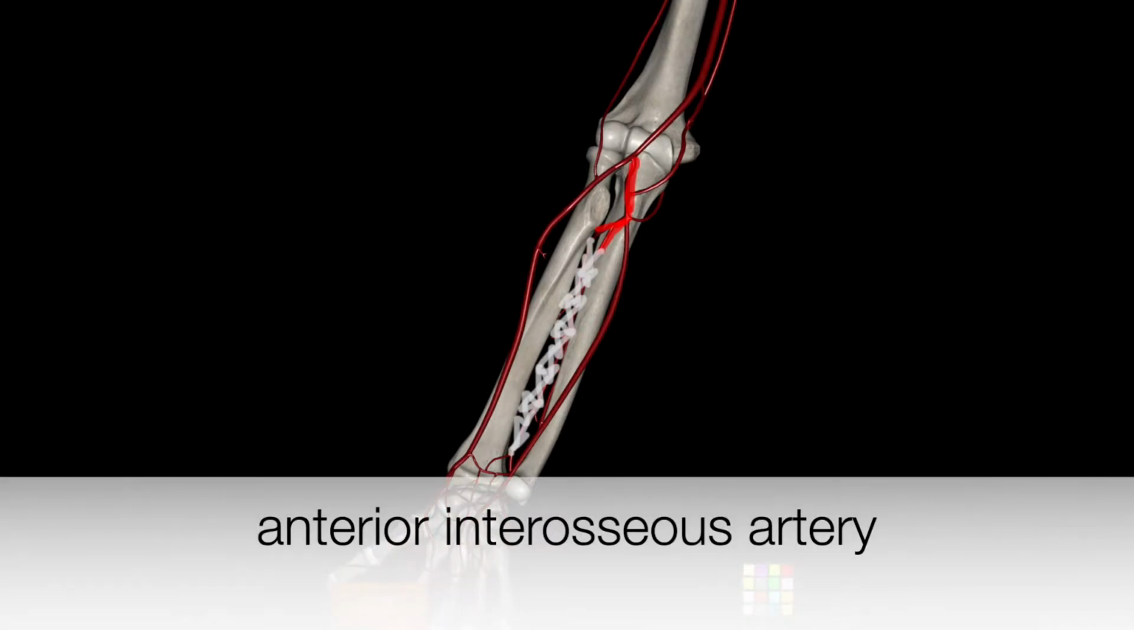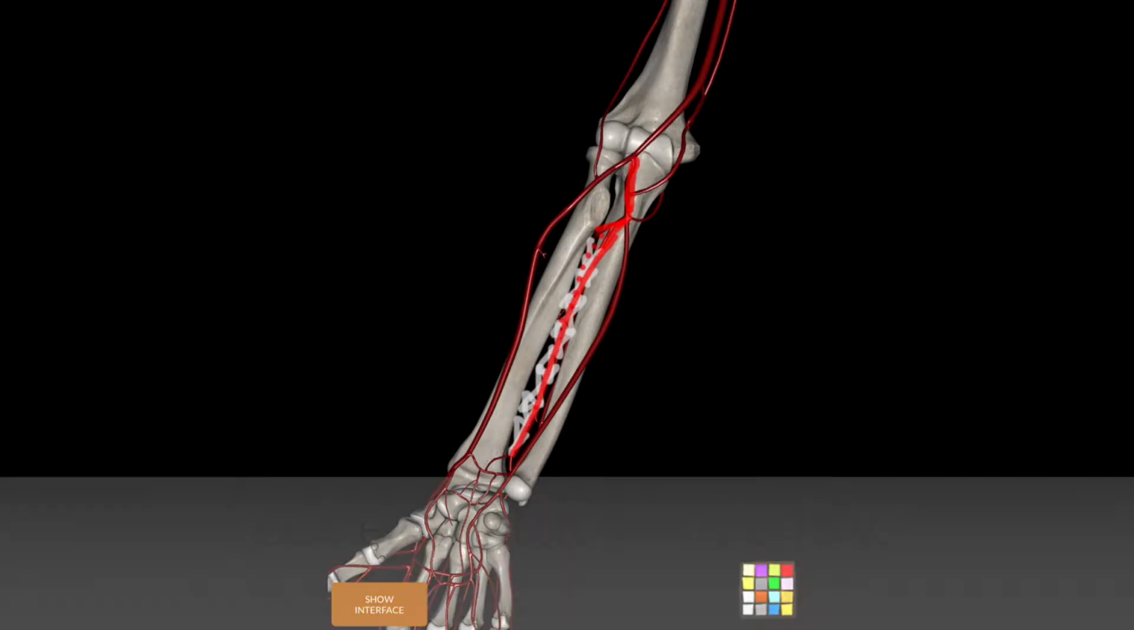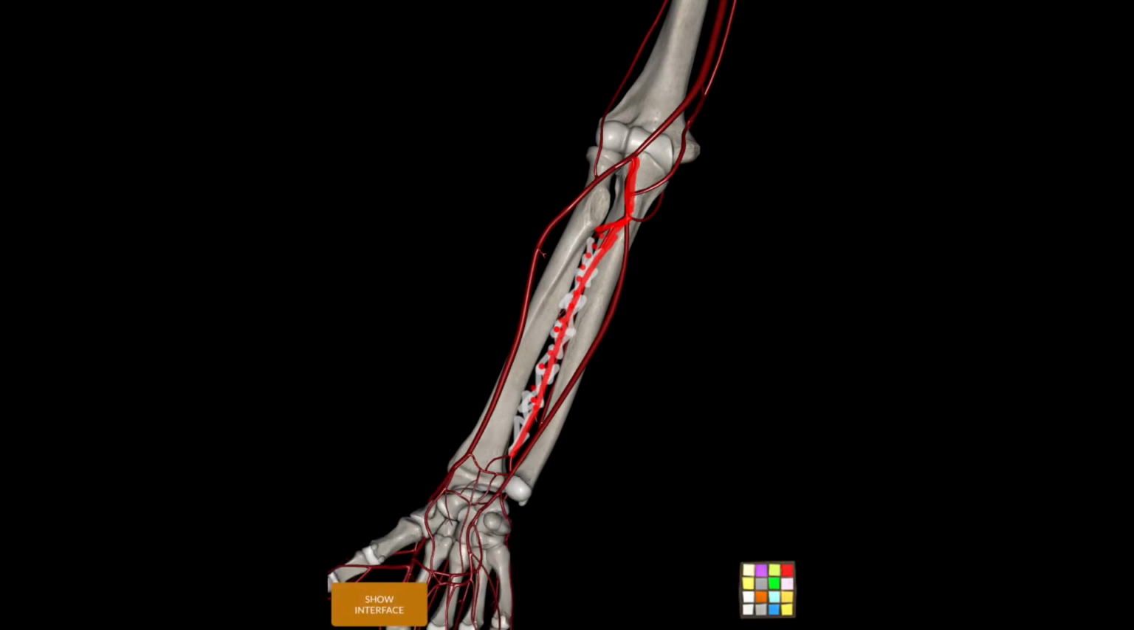The anterior interosseous artery travels down the forearm just anterior to the interosseous membrane, and the posterior interosseous artery travels in the same way posterior to the interosseous membrane. The anterior interosseous artery supplies the deep muscles of the flexor pronator anterior compartment, and the posterior interosseous artery supplies the deep muscles of the extensor supinator compartment.